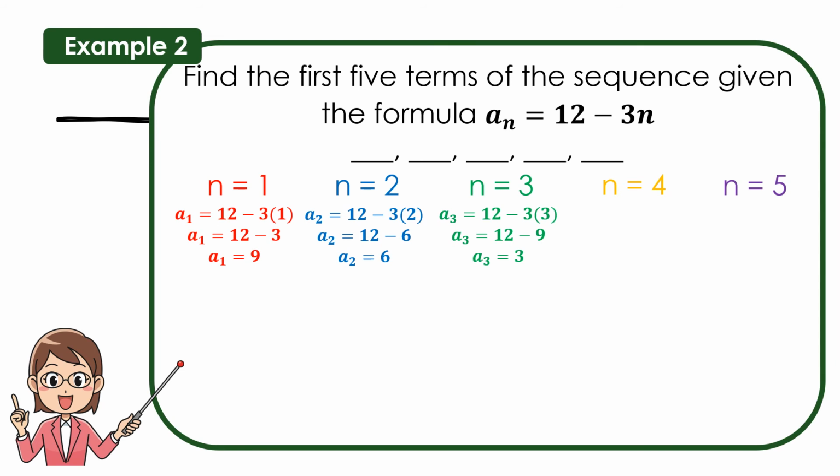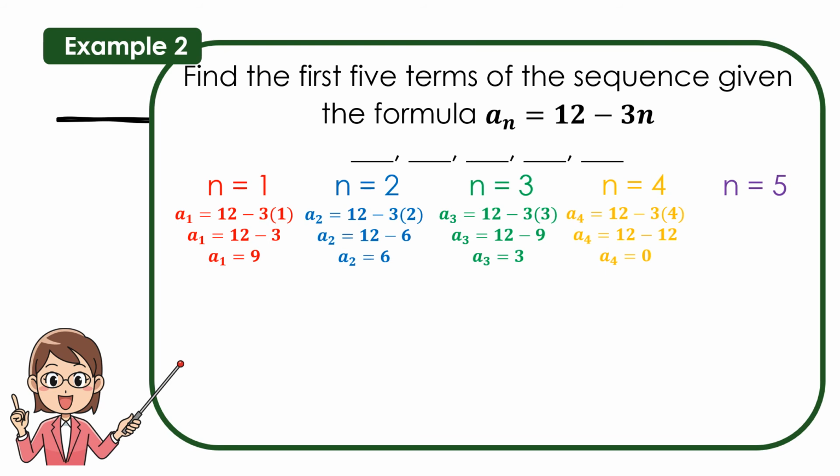Let us proceed with our fourth term, which is n is equal to 4. Substitute it to our formula gives us a sub 4 is equal to 12 minus 3 times 4. Simplifying our equation gives us 12 minus 12. This gives us 0. Now, we can say that our fourth term is 0.